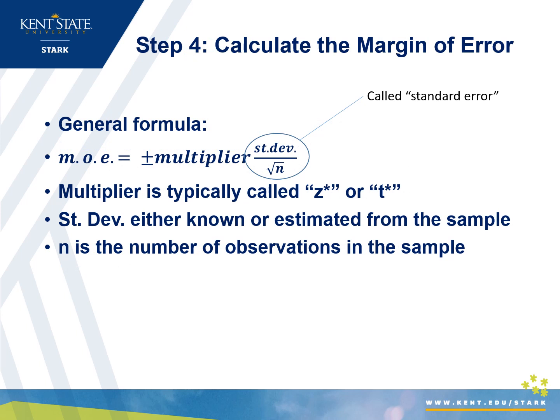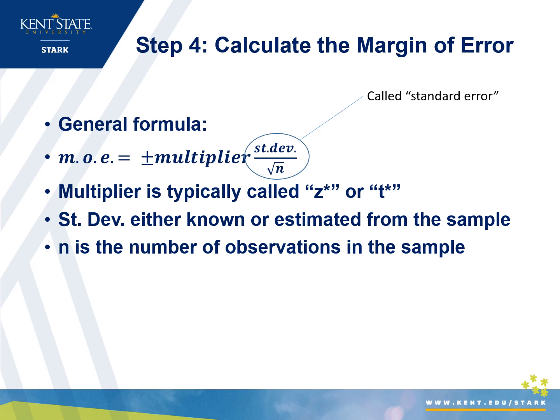The fourth step then is to calculate the margin of error. This is something that can easily be done in Excel using confidence.norm or confidence.t. But I want to talk about how you do this by hand so we can see how the various elements interact with the size of the margin of error. So the general formula is that the margin of error is plus or minus the multiplier, which is typically called z star or t star. This multiplier reflects both the relevant distribution, z in the case of normal, t in the case of student's t-distribution, and also the chosen confidence level.